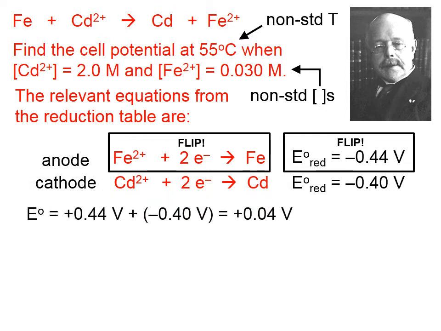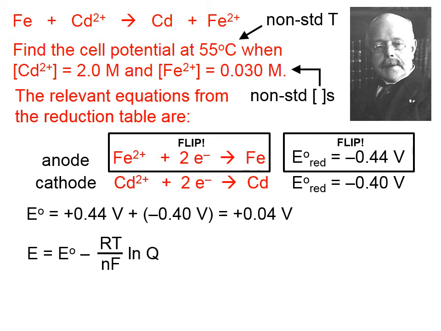The iron is going to be the anode, that's where oxidation is happening, and the cadmium is going to be the cathode. E naught, the standard cell potential, is going to be not negative 0.44 volts, but rather positive 0.44 volts, and then we need to subtract off the 0.40 volts from the cadmium. This gives us a rather small standard potential, 0.04 volts. Now, let's go to Nernst.